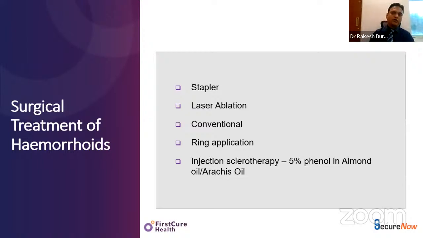If they are hanging out too much, then ring application is another surgical method, but generally nowadays no one uses it because it leads to a lot of pain and people want to go back to their job and work within a day or two. The next is injection sclerotherapy. We put in 5% phenol in almond oil or arachis oil. So this leads again to fibrosis. Our job is to shrink or fibrose or cut or coagulate or remove the hemorrhoids, and their bases should be tied off very nicely and securely. So these are the surgical treatments.